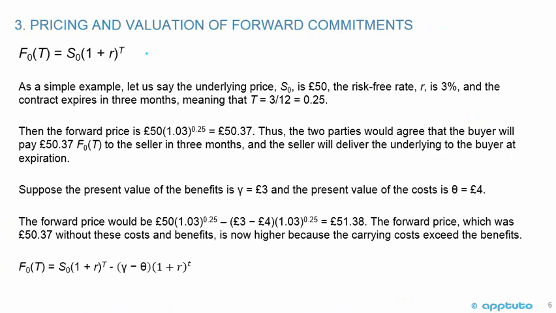So we're just going to go through a little example here with regards to the pricing of a forward. So here, recall the forward price equals the spot price times 1 plus the risk-free rate to the power of t. So in this simple example, let's say that the underlying spot price is £50 and the risk-free rate is 3%, okay?